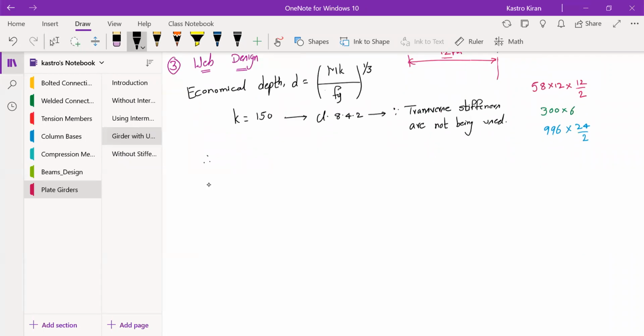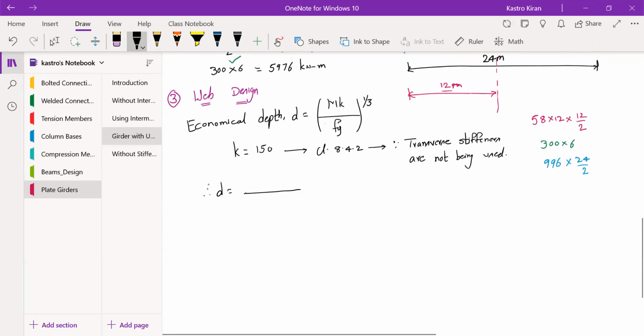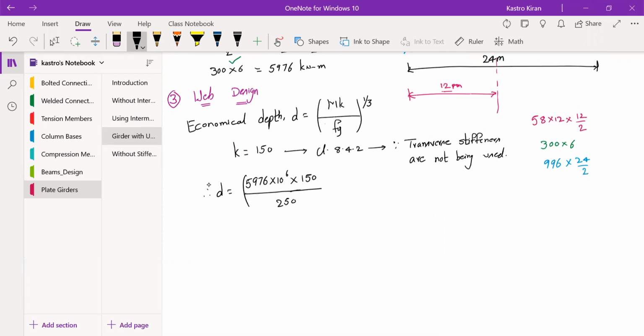So therefore, economical depth D equals to the value of M, which is the maximum bending moment, that is 5976, so 5976 into 10 power 6 into the value of K, which I am taking as 150, divided by 250, that is the Fy value, whole power 1/3, which will be 1422.34 mm. So the total economical depth is obtained as 1422.34 mm. Here I am rounding off this value to 1400 mm.